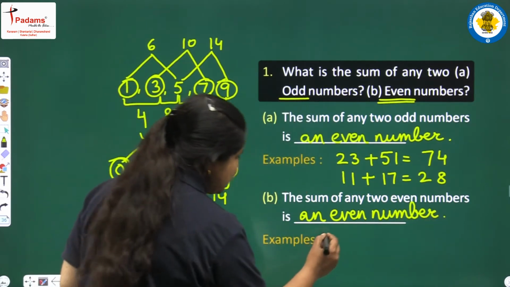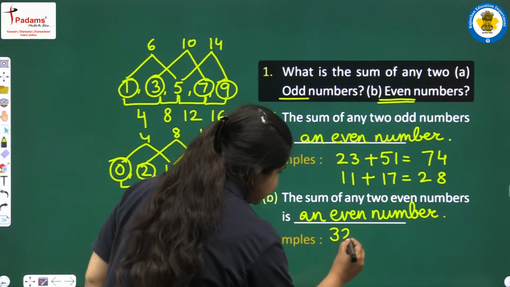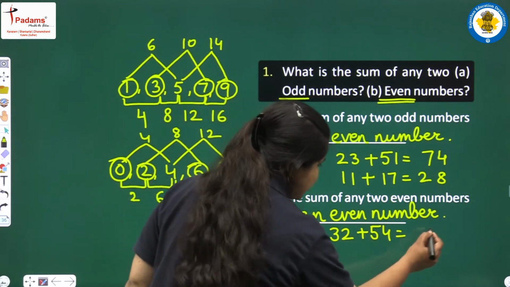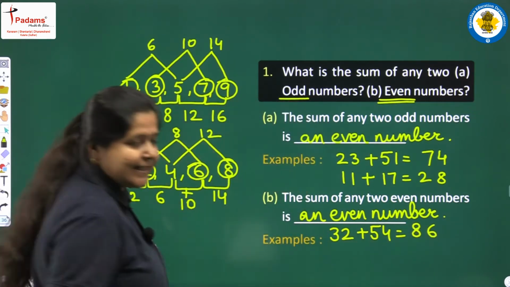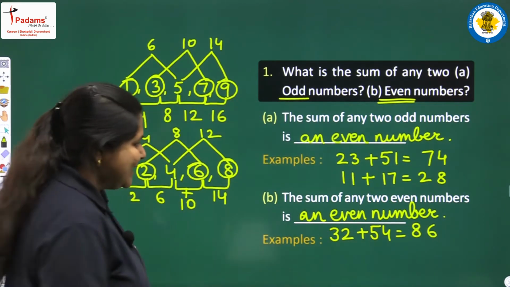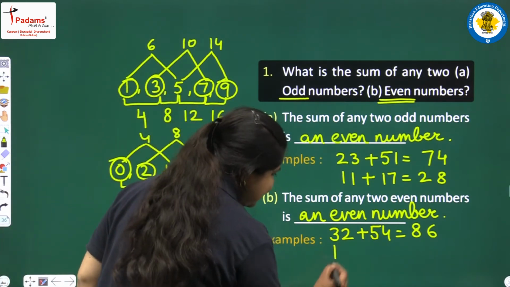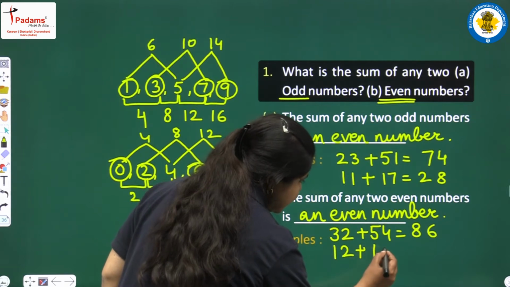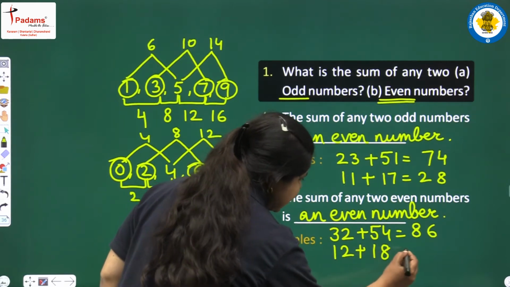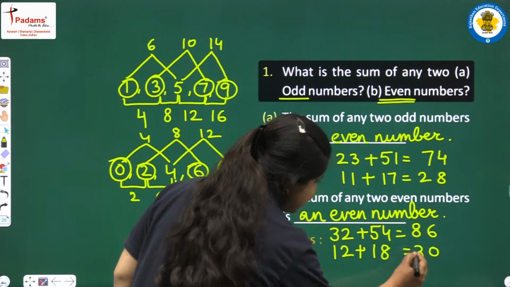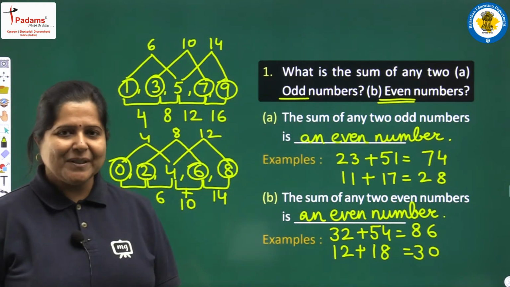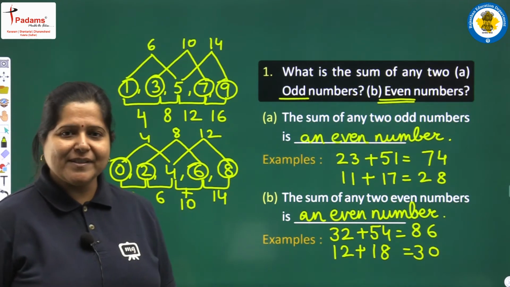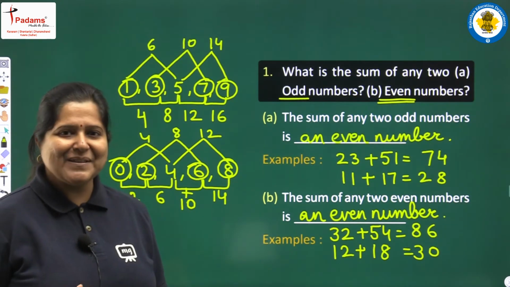And you can write any two examples. Suppose we add 32 and 54. What do we get? It's 2 plus 4, 6 and 5 and 3, 8. 86, even number. Then again you can take any other number. 12 plus, suppose we take 18, it's 30, again an even number. So if we add any two odd numbers or any two even numbers, the answer will be an even number.